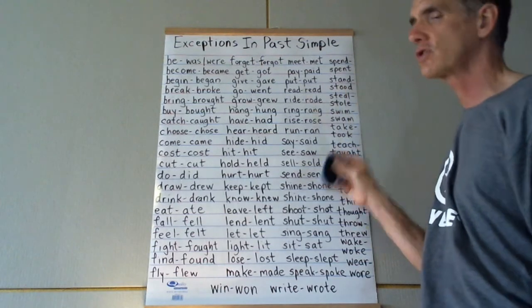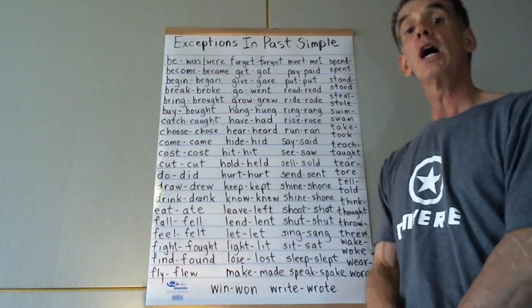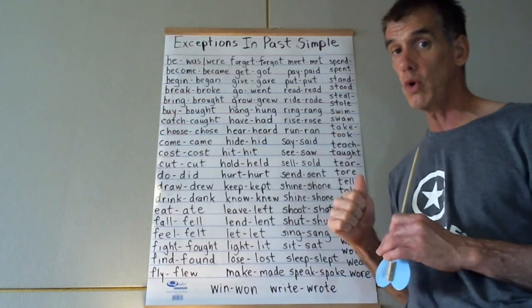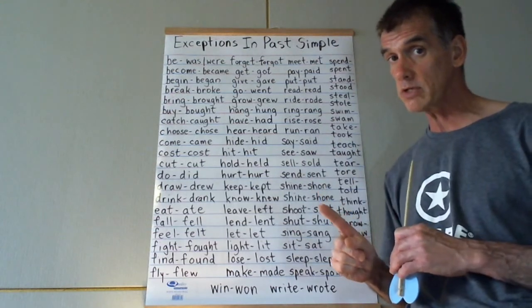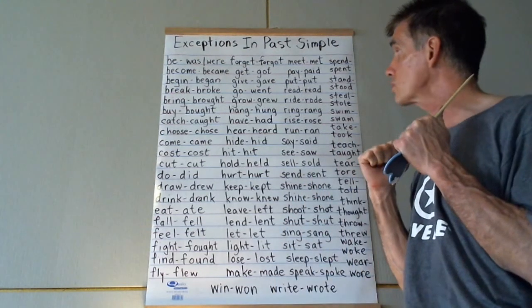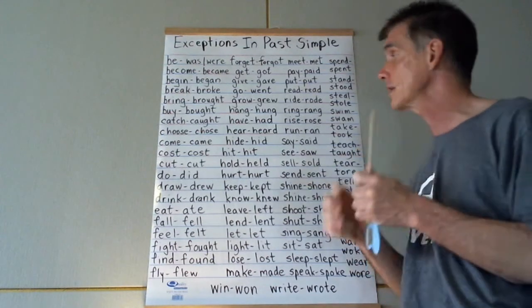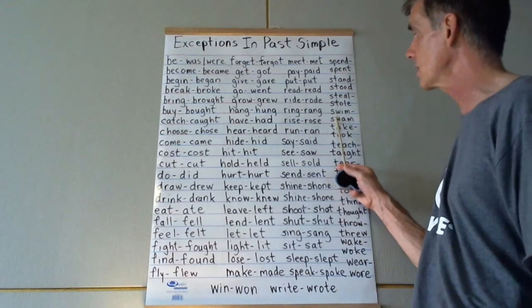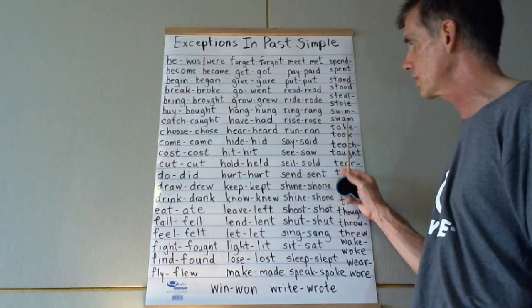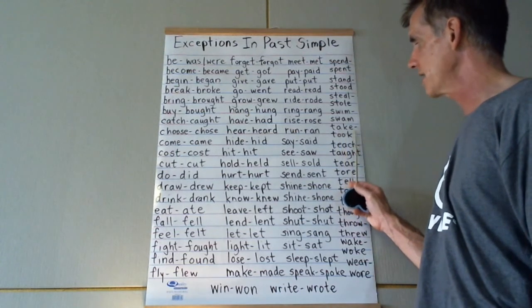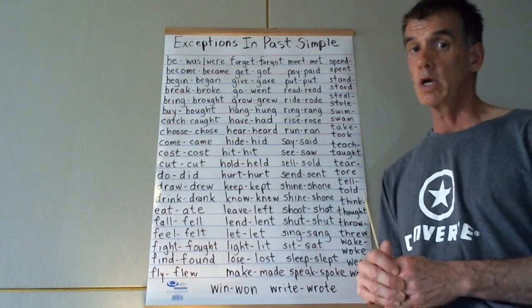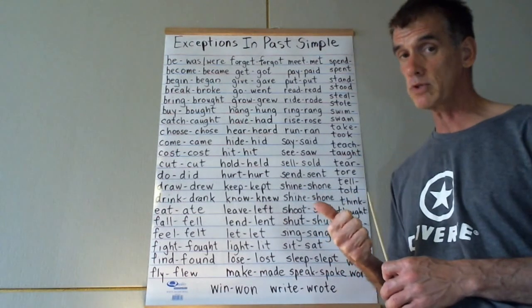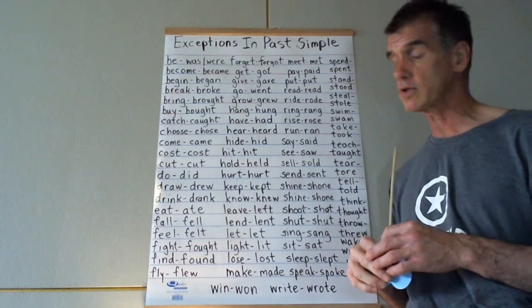Okay? Stand and stood. I stand here today. I stood here yesterday. Okay? Steal and stole. The thief stole something today, but he stole something yesterday. Okay? Swim and swam. I swim today. I swam yesterday. So I changes to A in the past tense. Take and took. I took my book to school yesterday.